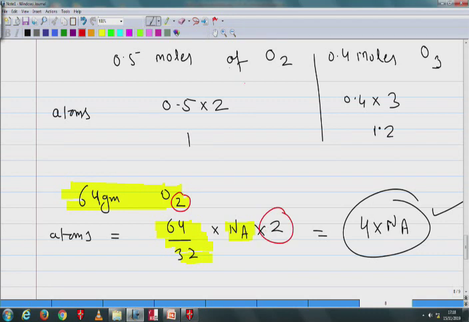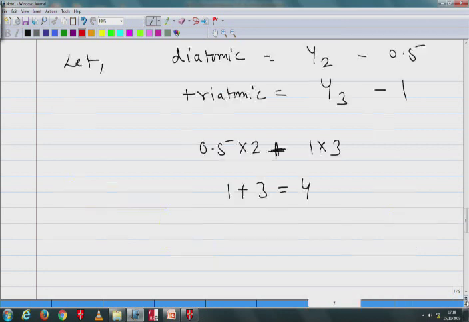Just solve this. Need not multiply with the Avogadro number, just place it as it is. So you will get 4 into Avogadro number. Check out the next question.